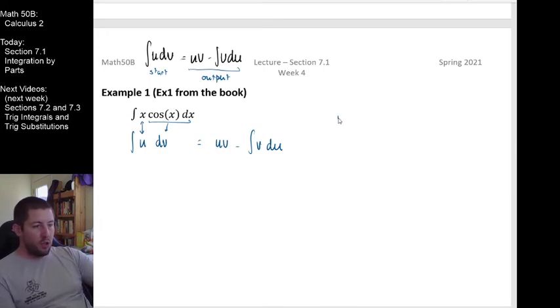So the choices we're making here are u being x, and the other choice that I'm making is dv. u and dv are what we're identifying in our initial integral. Recognize that since dv includes the infinitesimal dv in it, it had better also include the infinitesimal associated with the integrand.